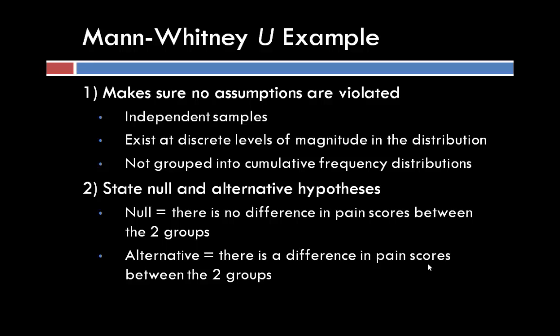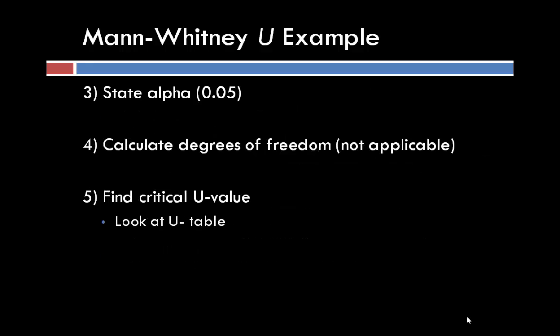Next, we want to state the null and alternative hypotheses. The null hypothesis would be that there is no difference in pain scores between the two groups. The alternative would be that there is a difference in pain scores between the two groups. Next, we want to state our alpha, which for this purpose we will use 0.05.